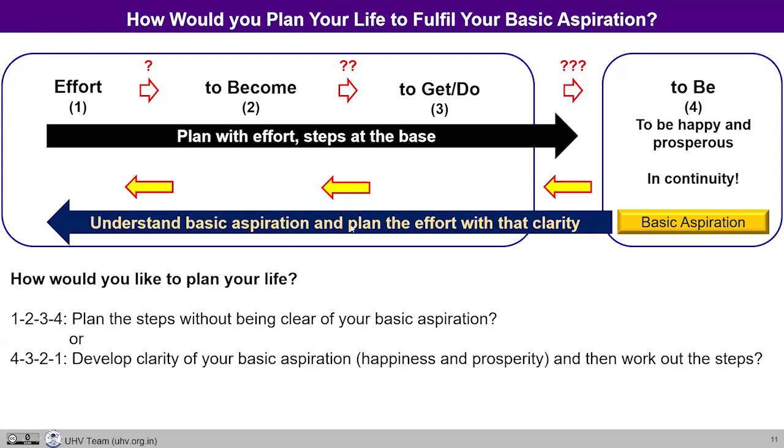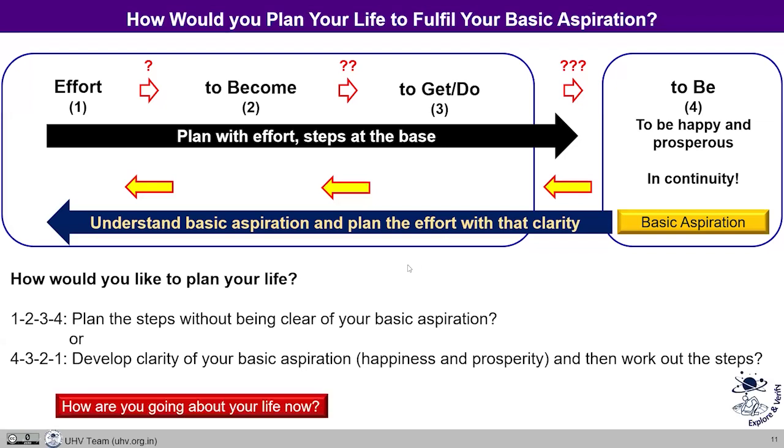Or I have to move this way. So 1, 2, 3, 4, or 4, 3, 2, 1. What would be the right way for me? Plan the steps without being clear of your basic aspiration, or develop clarity about your basic aspiration, that is happiness and prosperity, and then work out these steps. So we can ask the students to reflect. So how are you going about in your life?